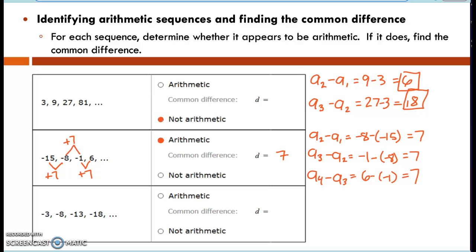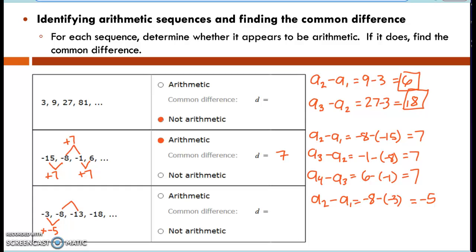And now for this last one, we check a sub 2 minus a sub 1. That's going to be negative 8 minus negative 3, which ends up being negative 5. Now, we know that between negative 3 and negative 8, we're going to add negative 5. Is that what's going to happen here?